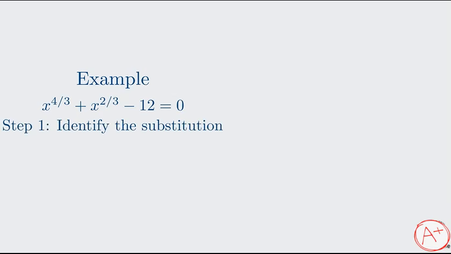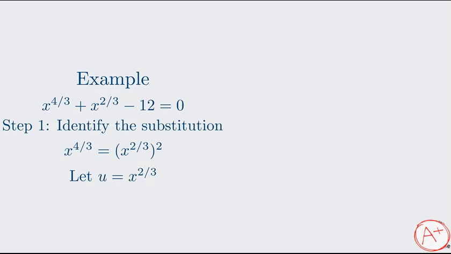Let's apply this to an equation with fractional indices. We want to solve x to the power of 4/3 plus x to the power of 2/3 minus 12 equals 0. Step 1. Identify the substitution. Notice the relationship between the powers. 4/3 is exactly double 2/3. x to the power of 4/3 equals the square of x to the power of 2/3.